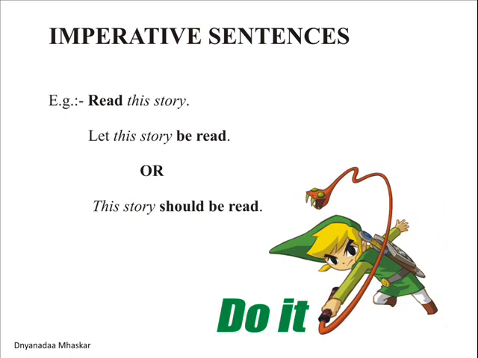Next one is imperative sentences. In sentences, I've explained the function of imperative sentences. Imperative sentences talk about commands, threats, advices, suggestions, proposals, so many things. And in this, what do we observe? We observe that the subject is not mentioned, but it is implied. That is, it is clearly understood that there is a subject. Let us see the example. Read this story. Who should read this story? Obviously you, that is, "you" is not mentioned there. "Read" is the verb, "this story" is the object.